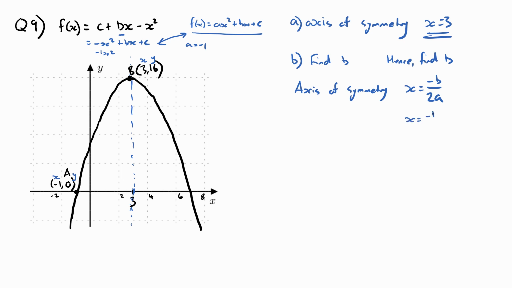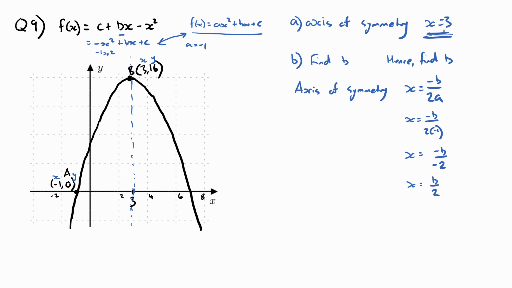x equals minus b on 2 times negative 1. And take that one step further, x equals minus b on minus 2, because 2 times minus 1 is minus 2, and they're both negative, so I can actually turn them both into a positive. A negative divided by a negative is a positive. Okay, nearly there. Using this axis of symmetry equation, I have found out that x equals b on 2.